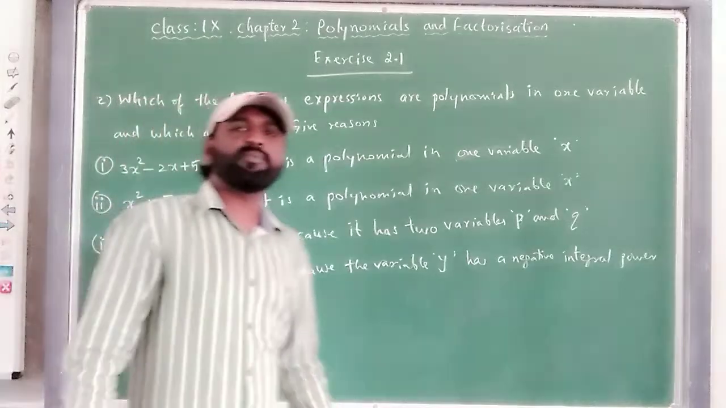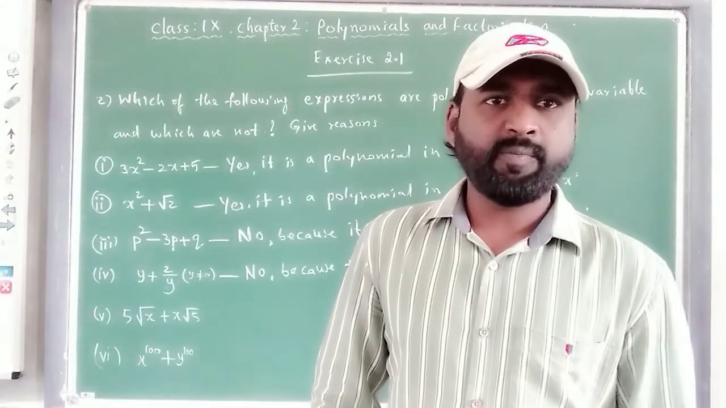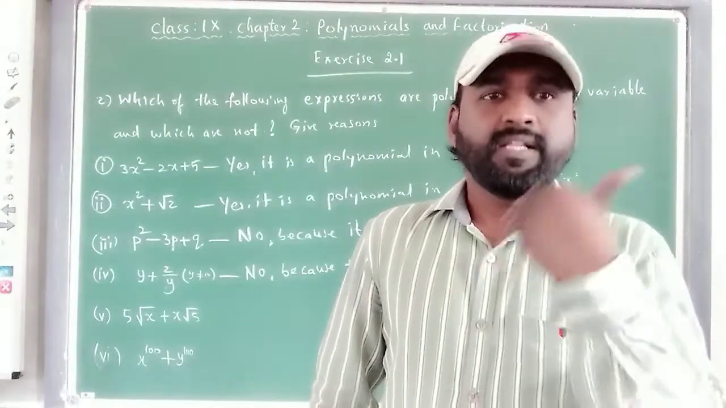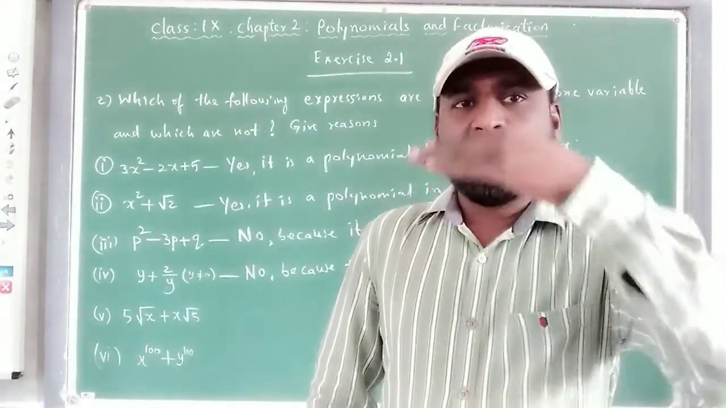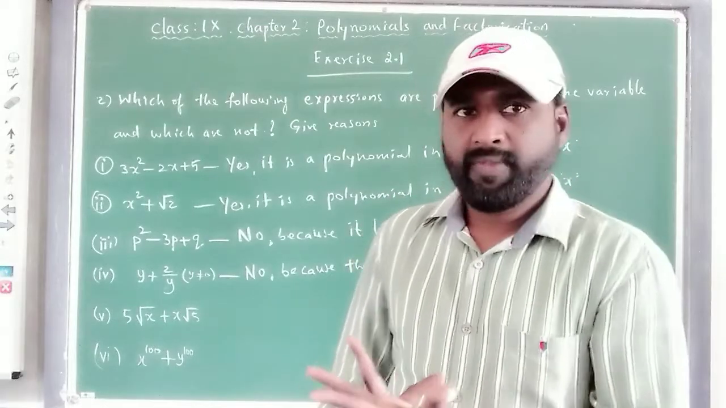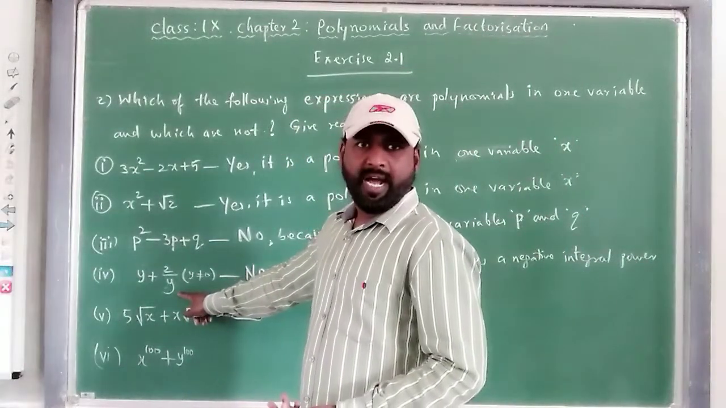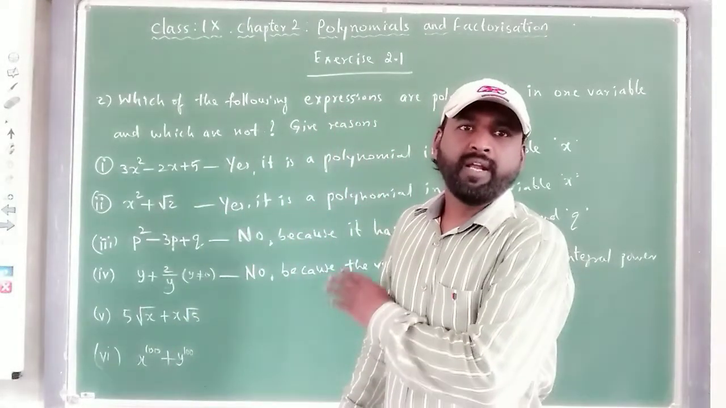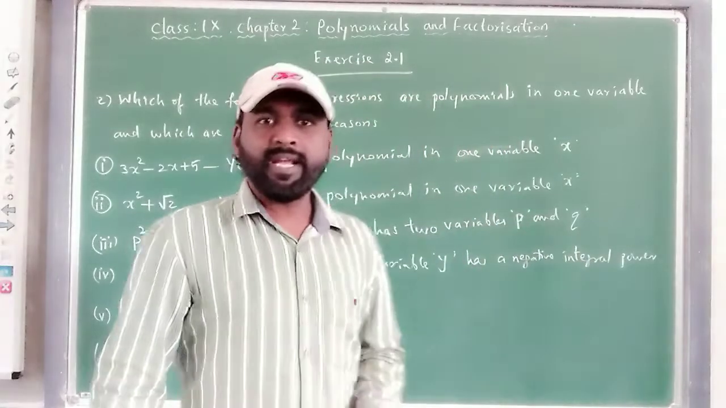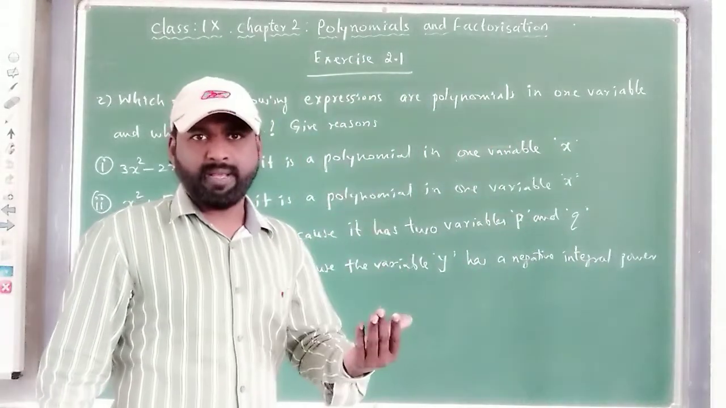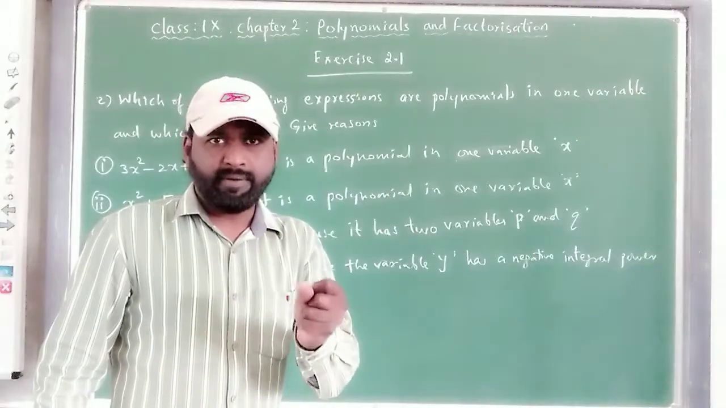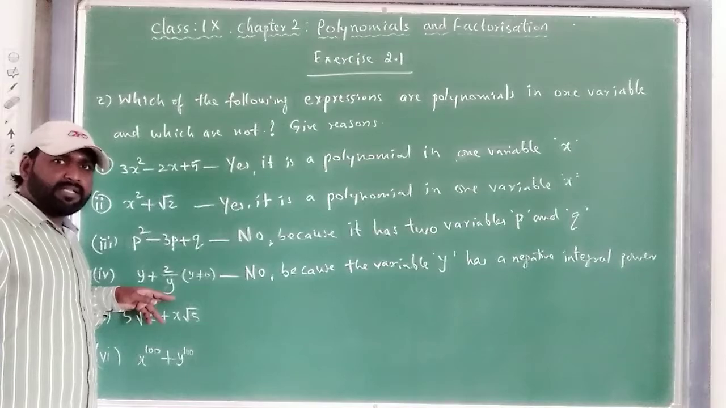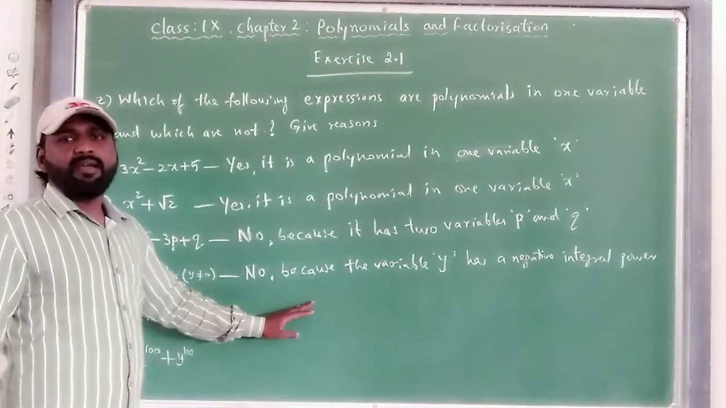You already learned the exponents and powers in your previous classes. 1 by a to the power of m will be equal to a to the power of minus m. That means when you bring the variable up from the denominator, its exponent becomes negative. That is why it is not a polynomial. To say it is a polynomial, all the variables should have only non-negative integers as their powers. Here, the variable y is in the denominator's place. That is why it is not a polynomial.